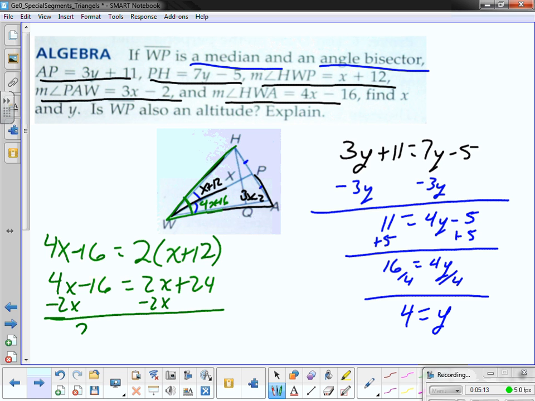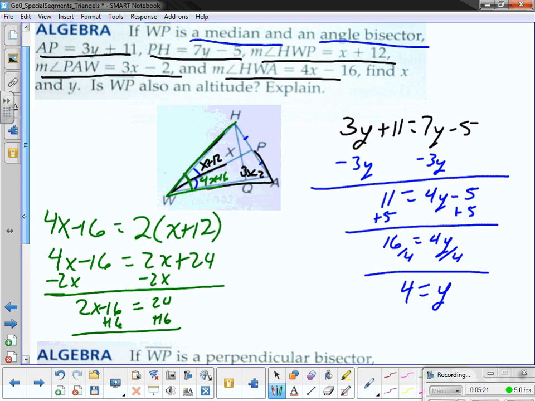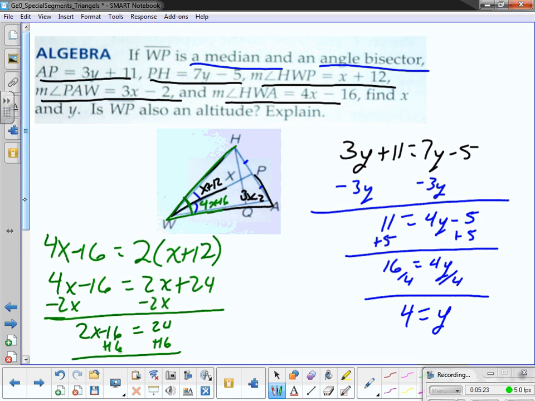Now I have 2x minus 16 equals 24, and if I add the 16, I get 2x equals 40. Then I can divide by 2, and I get x equals 20. Well, now the question is, can it also be an altitude? For it to be an altitude, that means right here at the angle P, there has to be 90-degree angles.